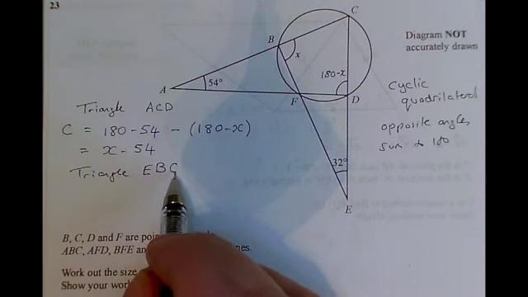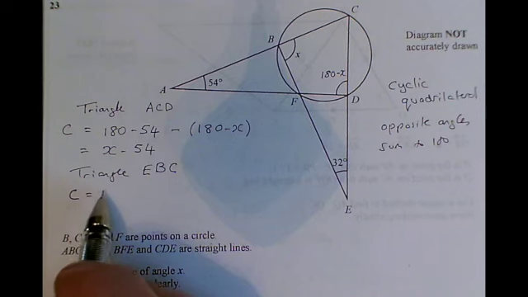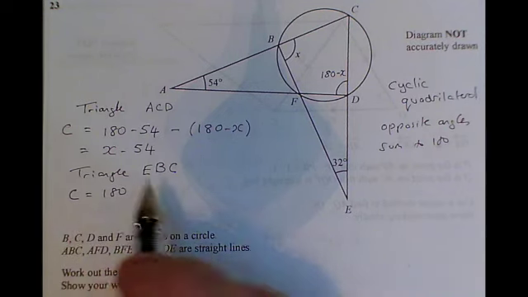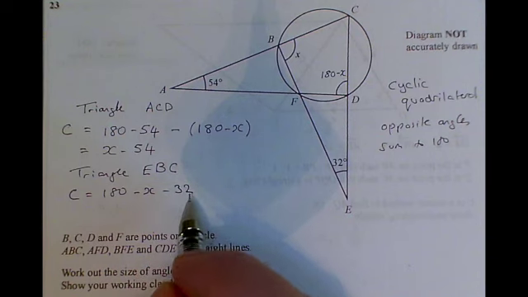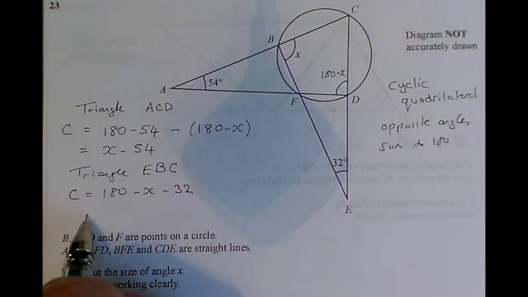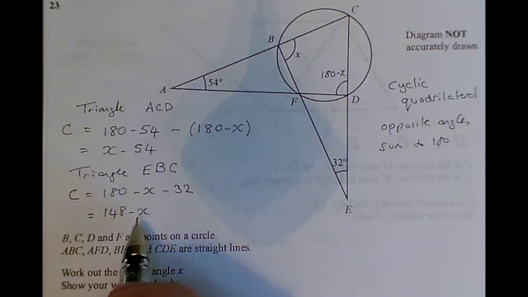Now if I look at the other triangle, triangle ECB, you can see that I've also got the angle C in that as well, so I could make that the subject of my equation. C is equal to 180, this time minus 32 minus x, and that's going to tidy up to 148 minus x.